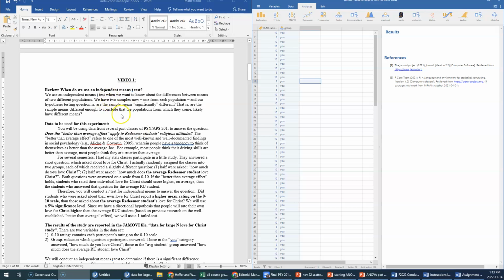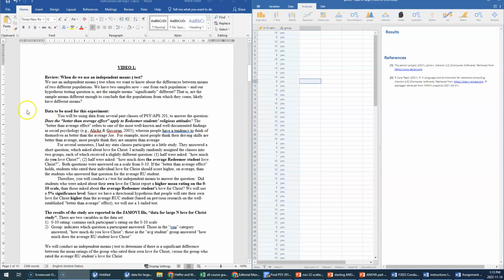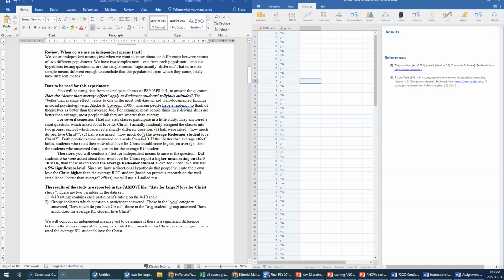To do this in Jamovi, we are going to use some data, and this is data that I collected from several past classes of statistics. I didn't do it with this class, but I did collect this data for a couple of years prior to this year. And I did this little experiment to answer the question, does the better than average effect apply to Redeemer students' religious attitudes? So what is this all about?